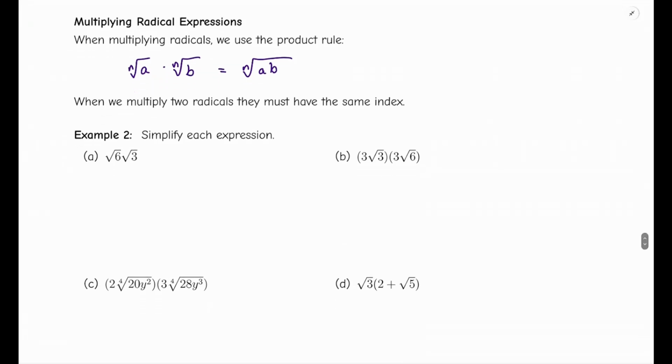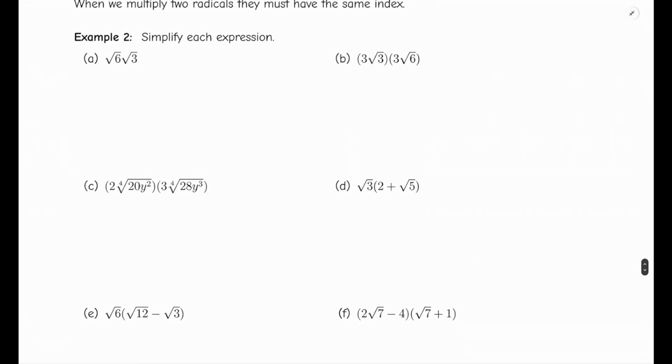Simplify each expression. Square root of 6 times square root of 3, well, that's square root of 18. And then I notice 18 is the same thing as 9 times 2. And then the square root of 9 is 3, square root of 2.